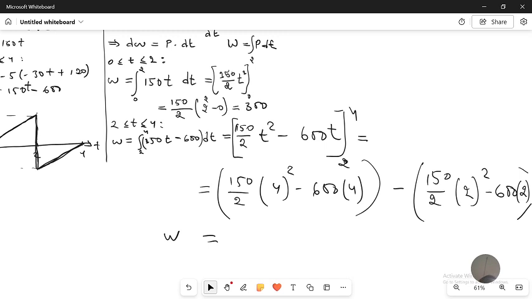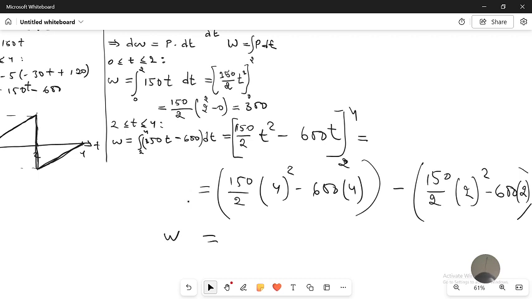Let's do the question of that one. To find the energy, we found the energy from 0 to 2, which is the integration from 0 up to 2 of the power. The integration of 150T from 0 to 2 gives you 300. Now from 2 to 4, what is the integration? It will be the integration of the power, 150T minus 600. You integrate, you get a value here, which is going to be equal to 150.